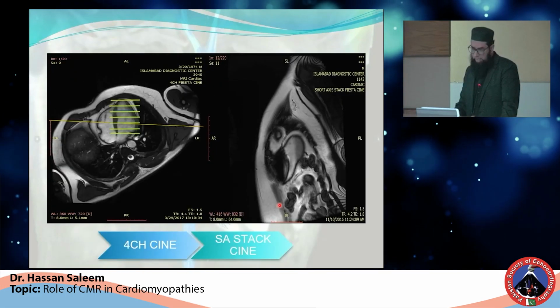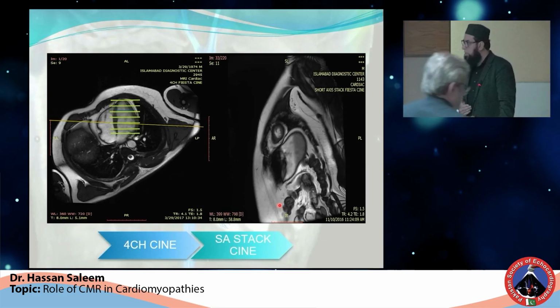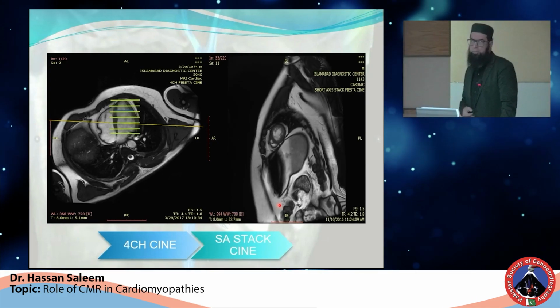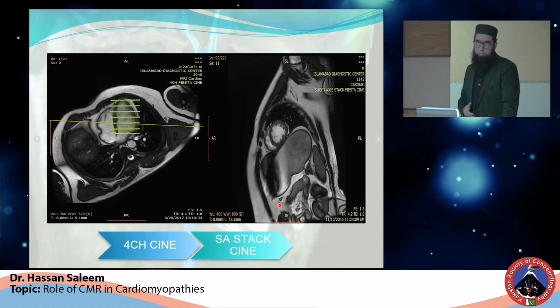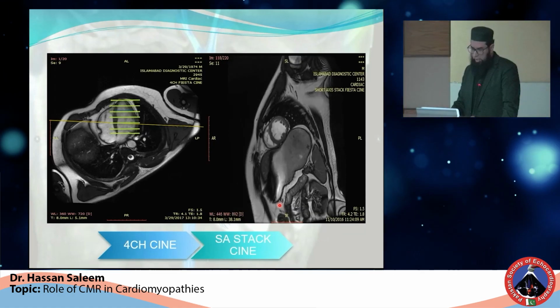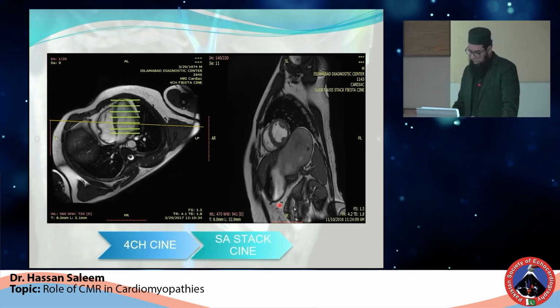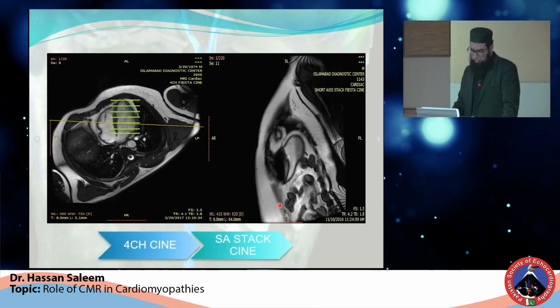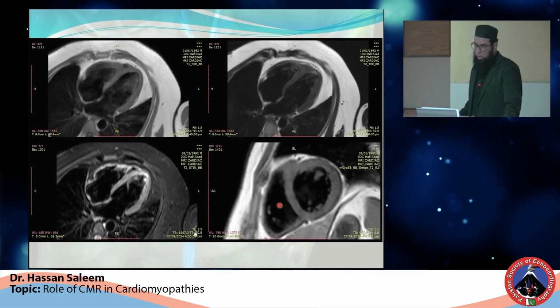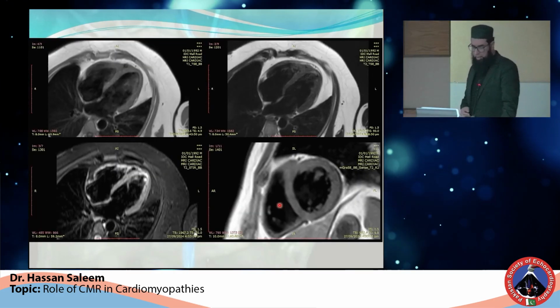This is followed by the stack images. This is performed for the functional assessment for your EDV and ESV and stroke volume and all those parameters that you want. We do different methods to do that, and that has now become the gold standard for the evaluation of ejection fractions of the LV as well as the RV.